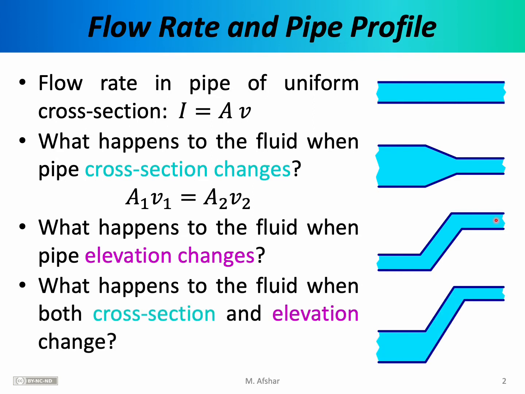Of course, you could have a combination of these two effects. You could have a situation where the cross-sectional area is changing and at the same time the elevation of the pipe is changing. We already know that when the cross-section changes, the speed of the fluid changes. That's a consequence of the continuity equation. The question now is, what effect does a change in elevation have on the properties of the fluid? The answer to that question is provided by the Bernoulli equation, which is the main subject of today's lecture.